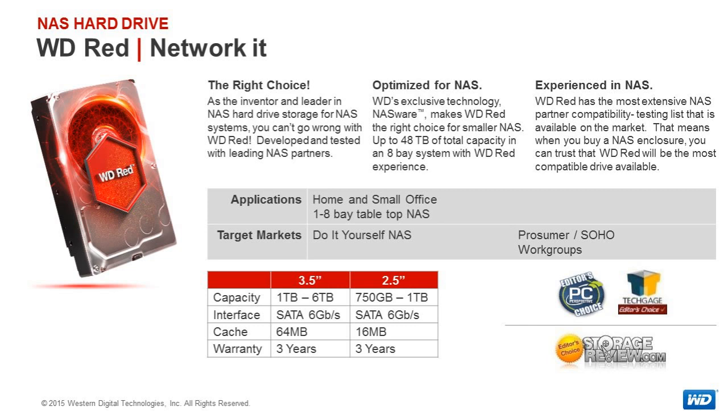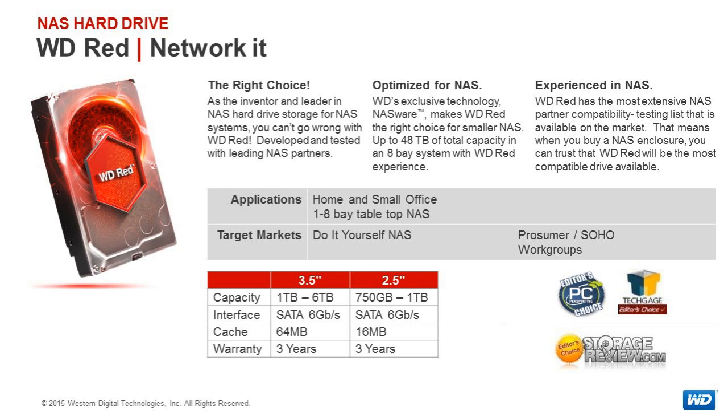We have a 3.5-inch that goes from 1 terabyte to 6 terabytes. The SATA 6 gig per second, and the Red drives all have 64 megabyte cache. The warranty for the Red drive versus the Red Pro is 3 years.